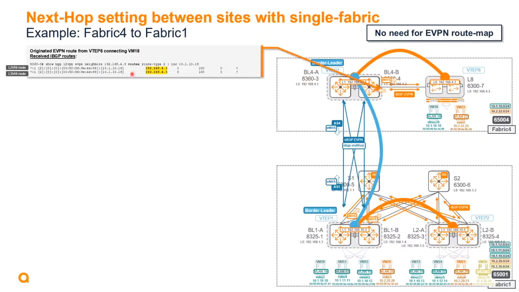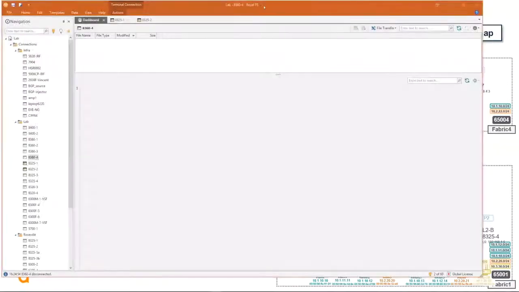Here I'm interested to check what is the next hop received on that border for a particular route. That route is that VM 18, 10.1.10.18. When you do that command, I can show you that live on the equipment at the same time that I'm doing the slide, so you get a view on the equipment.